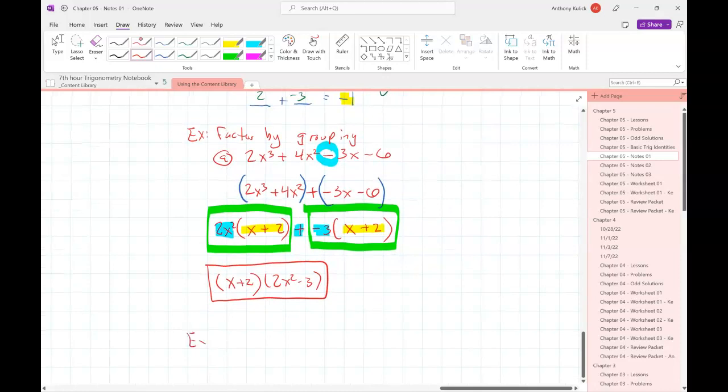Okay. The last sub-skill in that factoring tree was the long factoring.